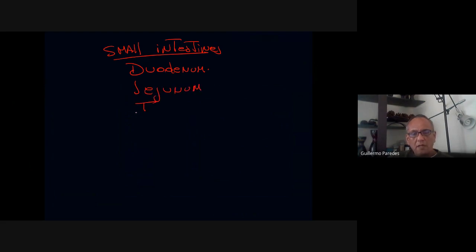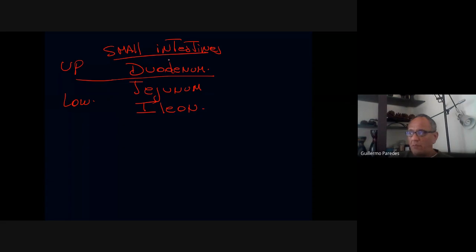So the small intestines are going to be formed by three components: the duodenum, the jejunum, and the ileum. So that is the small intestine. Okay? The duodenum is going to be part of the upper GI tract, and the jejunum and ileum are going to be part of the lower GI tract. But the small intestine has three components: duodenum, jejunum, and ileum.